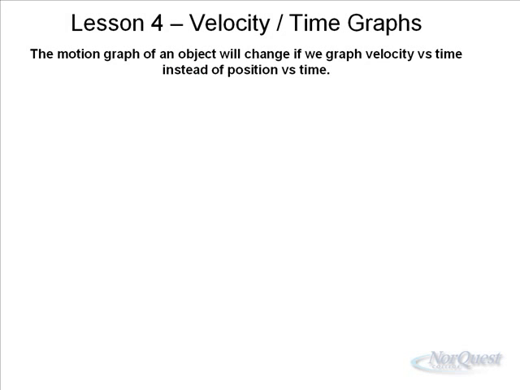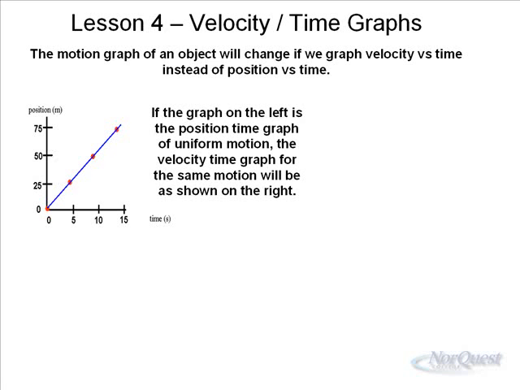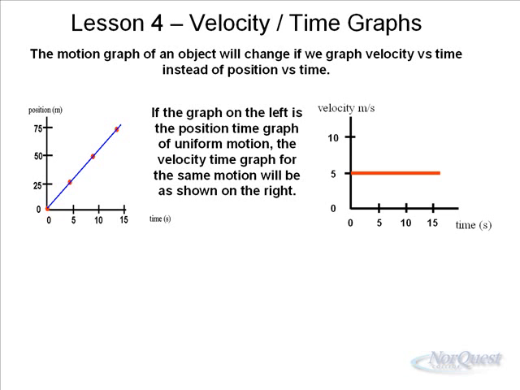Now, what we just looked at on the previous slide was a position time graph for a particular type of motion. The motion graph looks different if we change the components of the y or x axis. So in this particular case, here's a copy of the graph that we just looked at on the previous page, and we have position on the y-axis and time on the x-axis. If we were to change this to a velocity time graph where we put velocity on the y-axis and leave time on the x-axis, notice that the velocity time graph looks quite a bit different.